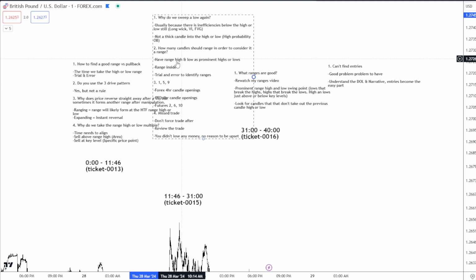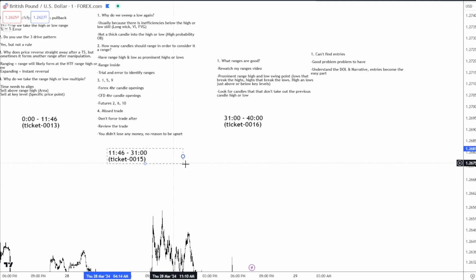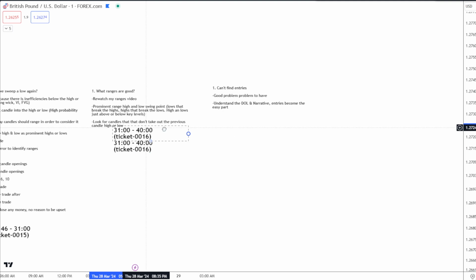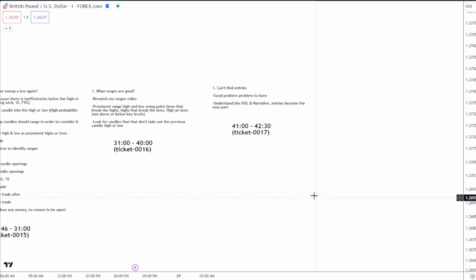Ticket. Let me just move these. That's ticket 17, from 41 to 42. 42.30-ish. Okay. Ticket 18.